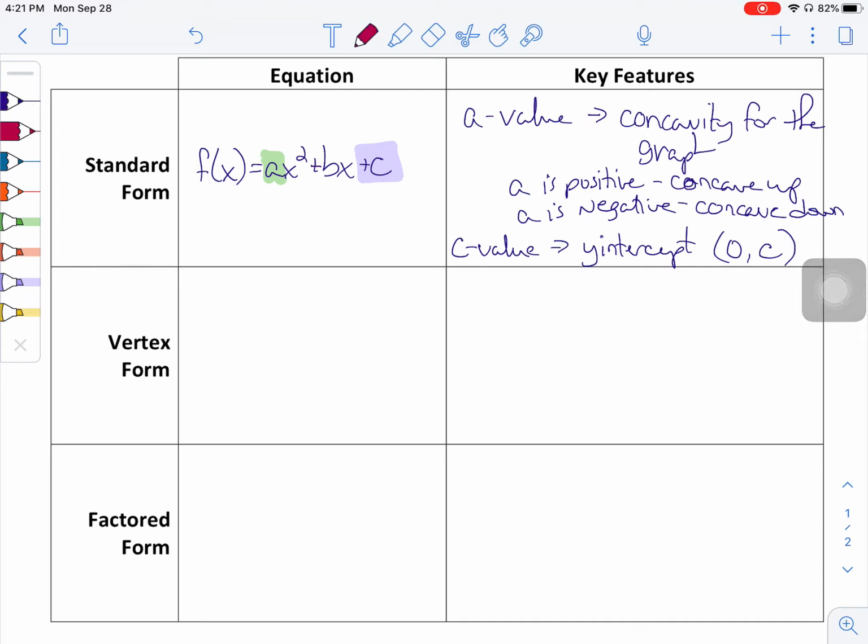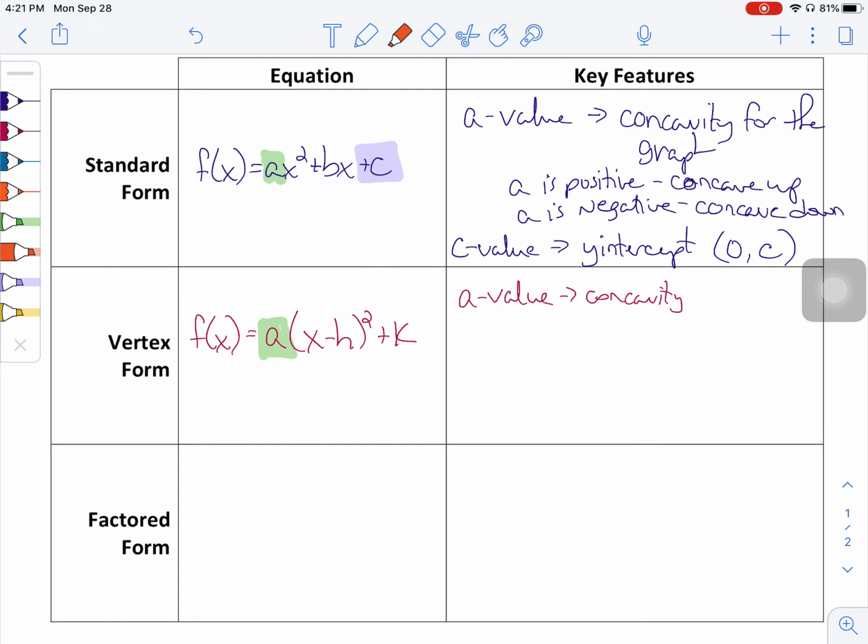Let's talk vertex form. So vertex form is f of x is equal to a times x minus h squared plus k. One thing that hopefully you noticed right away, maybe you did, maybe you didn't, this a value is the same a value that was in standard form. So if that's the case, the a value is still going to tell us the concavity. And so we don't have to worry about it. It didn't change, right? A is positive, concave up. A is negative, concave down. Same information.